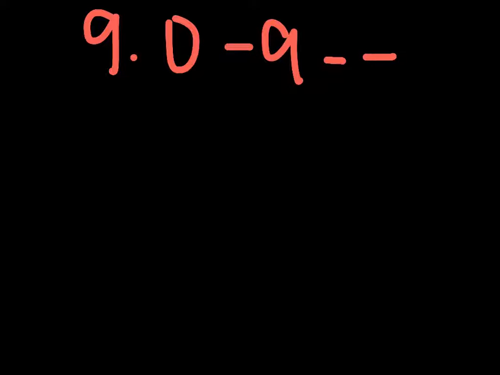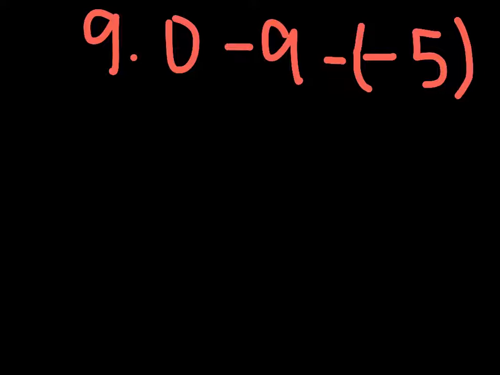Number 9 looks like it would be great practice for us to combine what we just learned. So number 9 is 0 minus 9 minus 5. Right, go ahead and pause the video, get your answer, and then unpause it when you're ready to go.